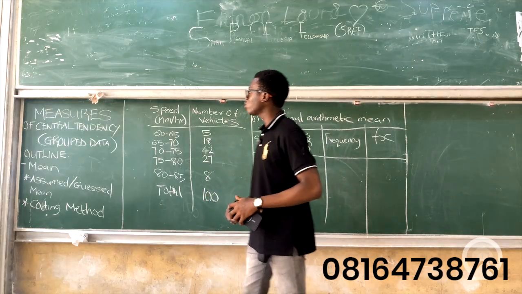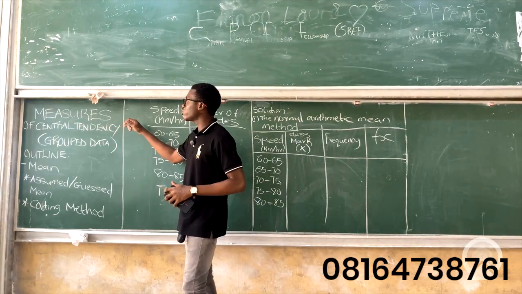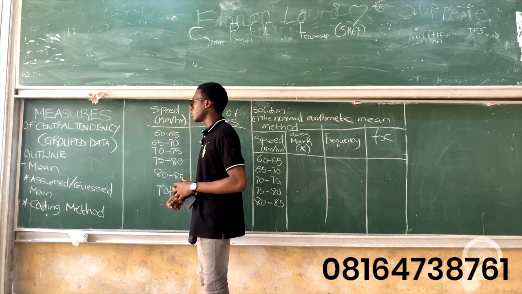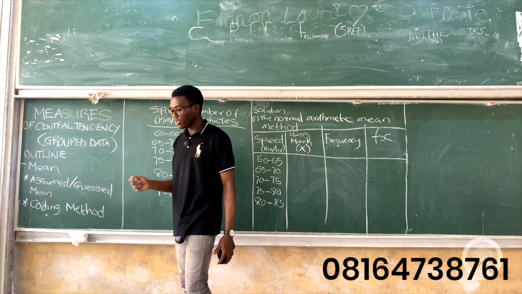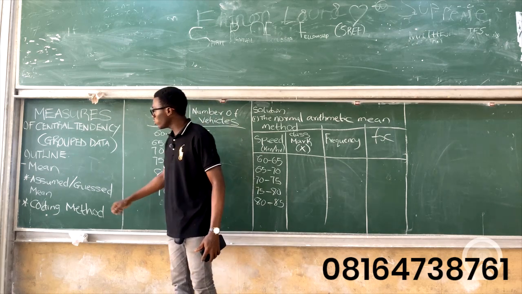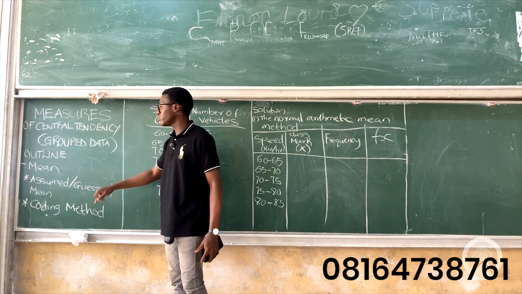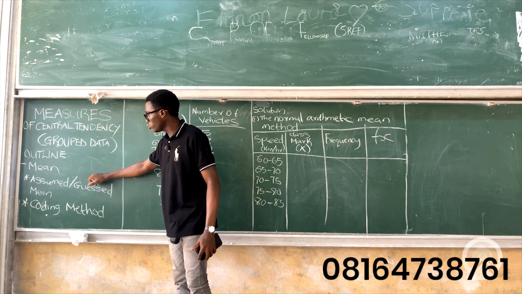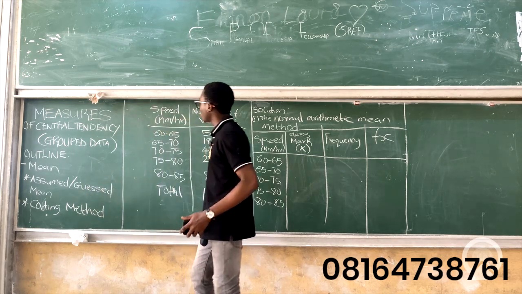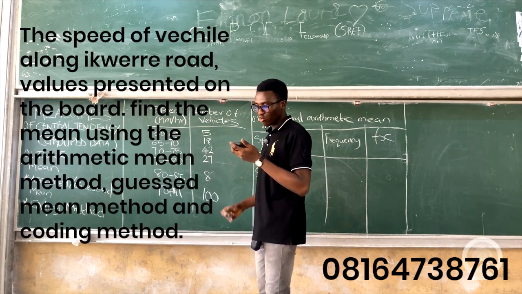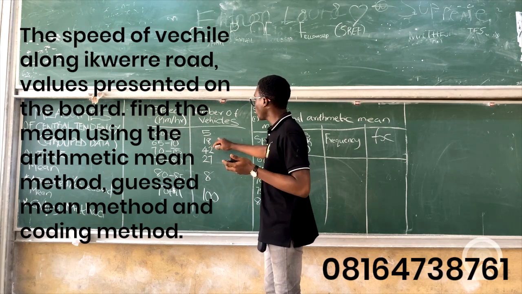Today, we are going to be continuing on measures of central tendency, with our focus being on grouped data. In our outline for today, we are going to treat the mean, under which we'll treat arithmetic mean, assumed or guessed mean, and coding method.